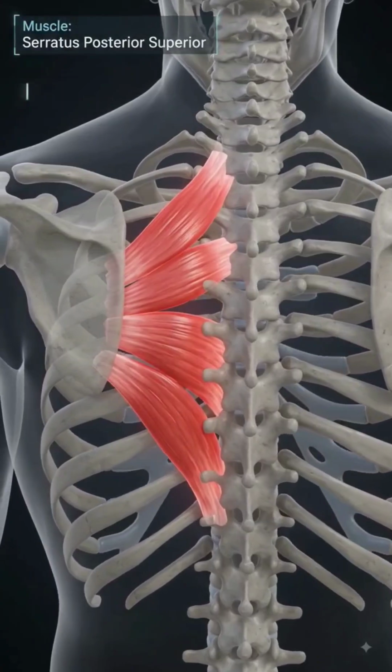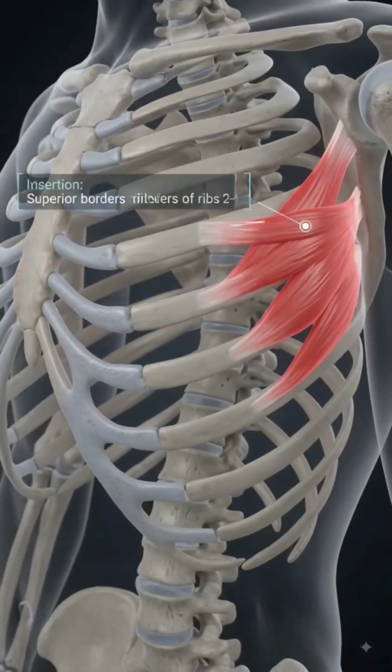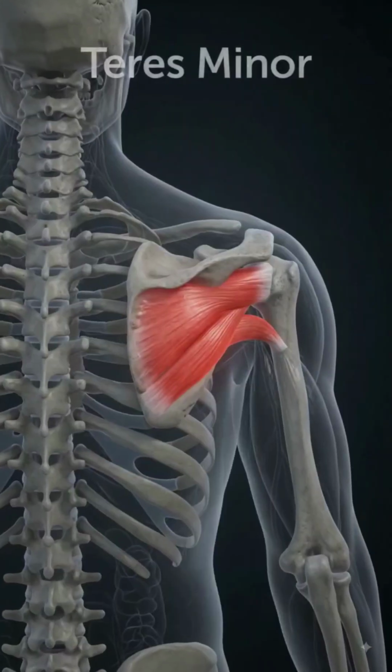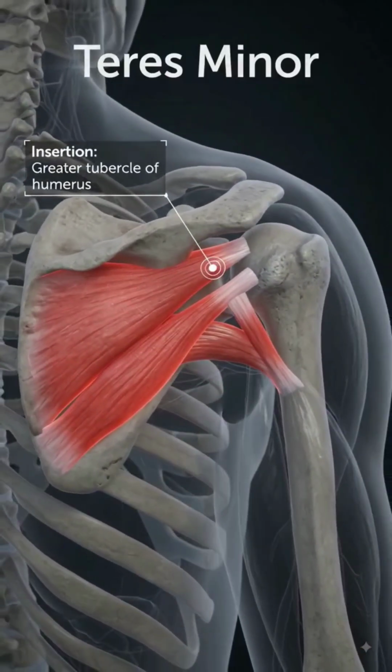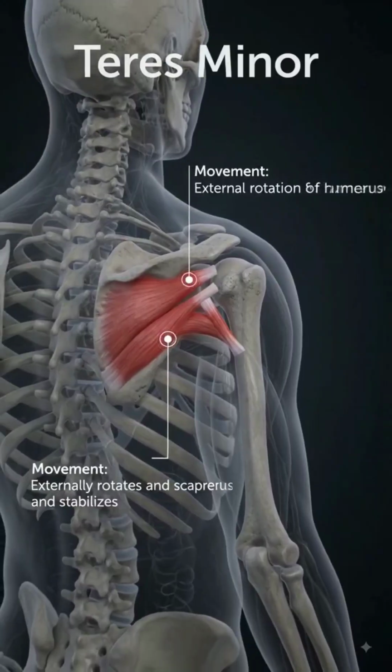Serratus posterior superior. Origin, nuchal ligament and C7 to T3 spinous processes. Insertion, ribs 2 to 5. Movement, elevates the upper ribs during inspiration. Teres minor. Origin, lateral scapula. Insertion, greater tubercle of humerus. Movement, externally rotates and stabilizes the shoulder.